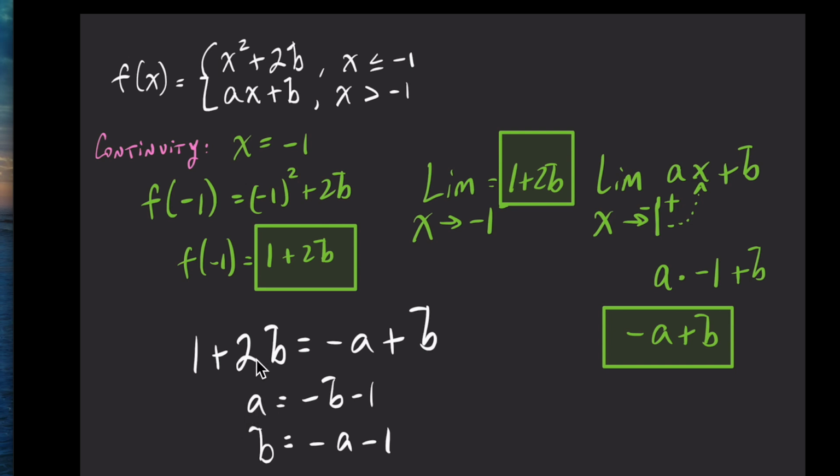I brought this 2b to the right side. Negative 2b and positive b gives us negative b. And I brought the 1 to the right to make that a negative 1. When I solved for b, I went ahead and brought this b to the left. 2b minus b is positive b. I brought that positive 1 to the right, and we get negative a minus 1. So we're going to use one of these equations as our first equation to solve for a and b.